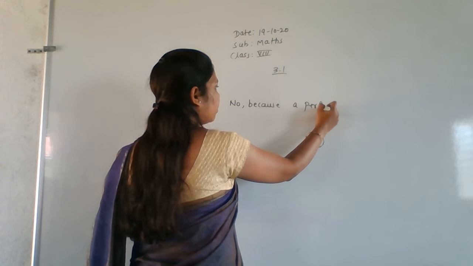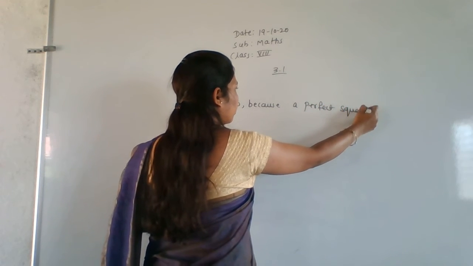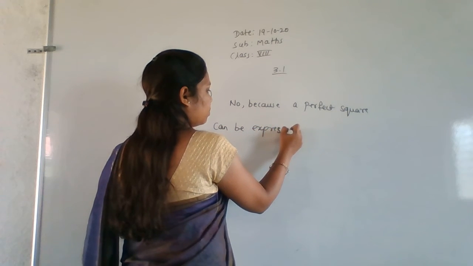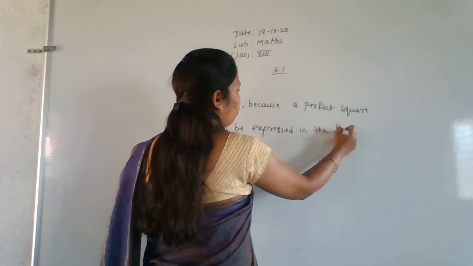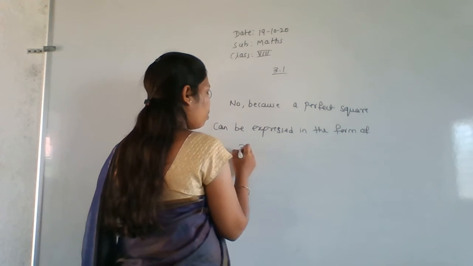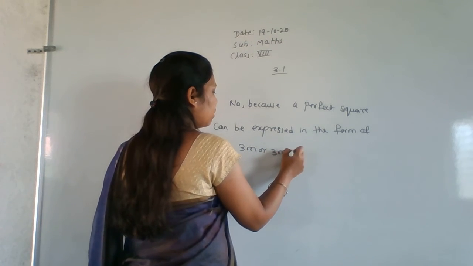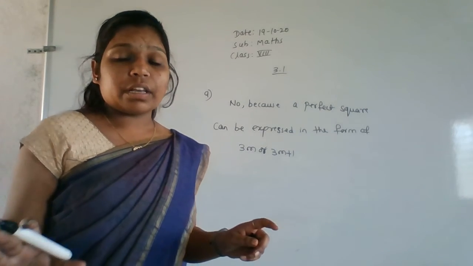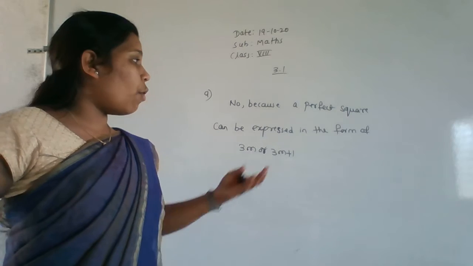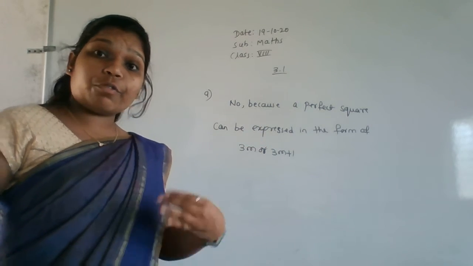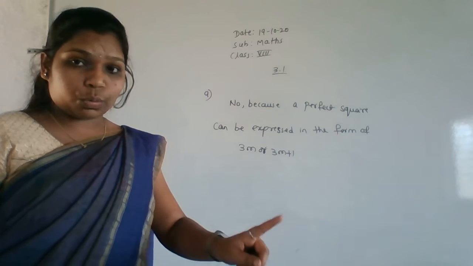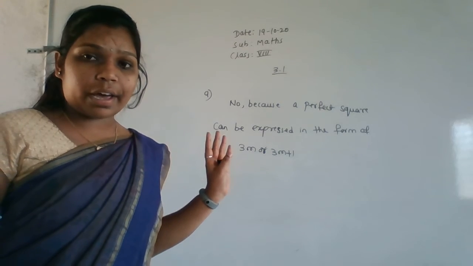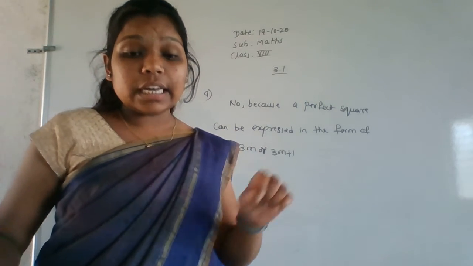a perfect square can be expressed in the form of 3m or 3m plus 1. They have given 3m plus 2. It is not a perfect square. A perfect square can always be expressed in the form of 3m or 3m plus 1, even 4m or 4m plus 1, not plus 2. But they gave 3m plus 2, so that's why it is not a perfect square number. Getting it? Now go for the 10th question.